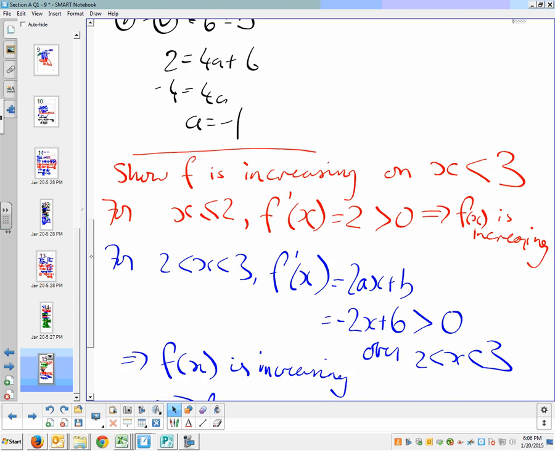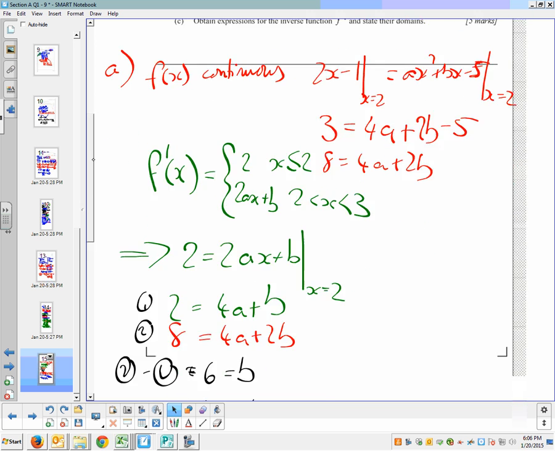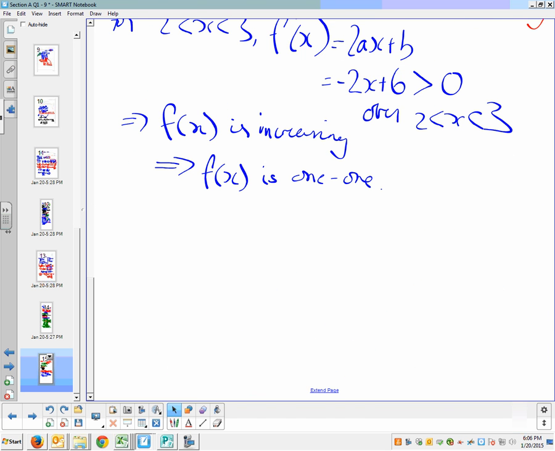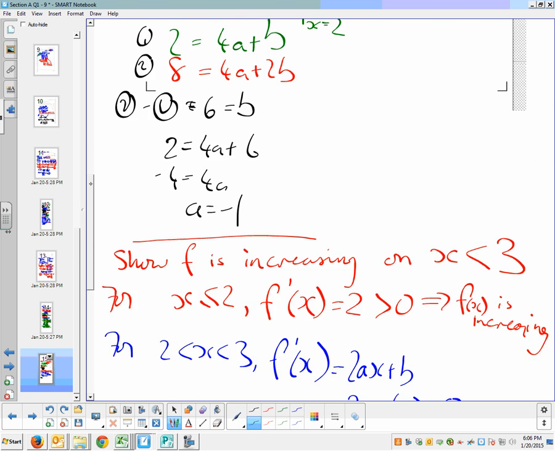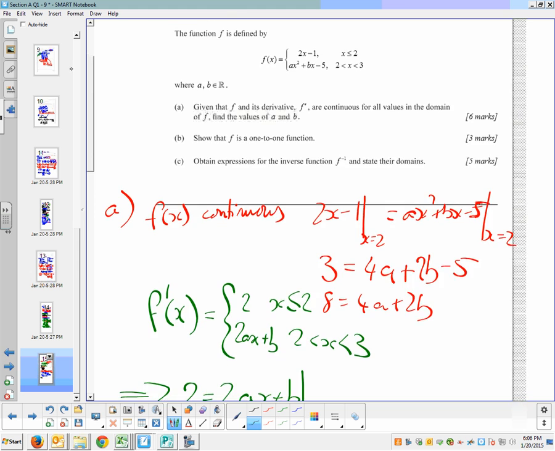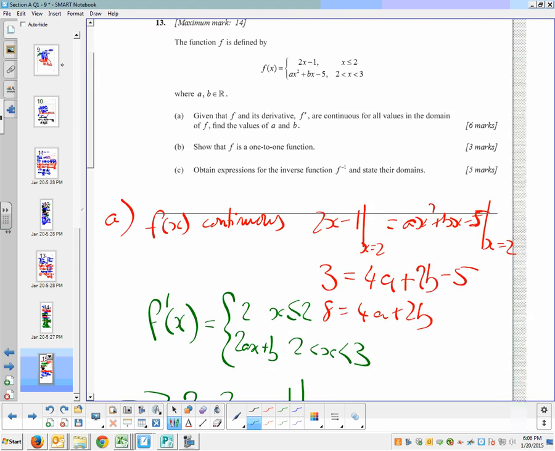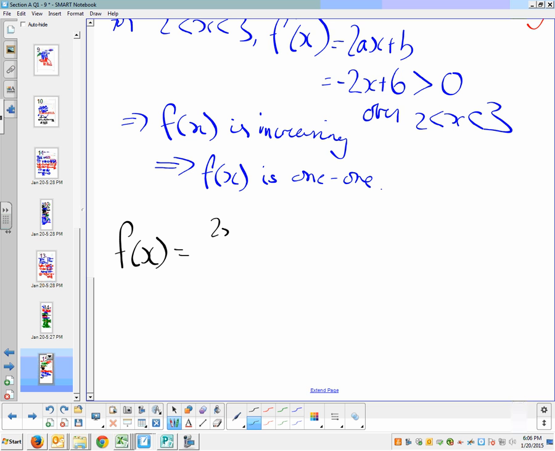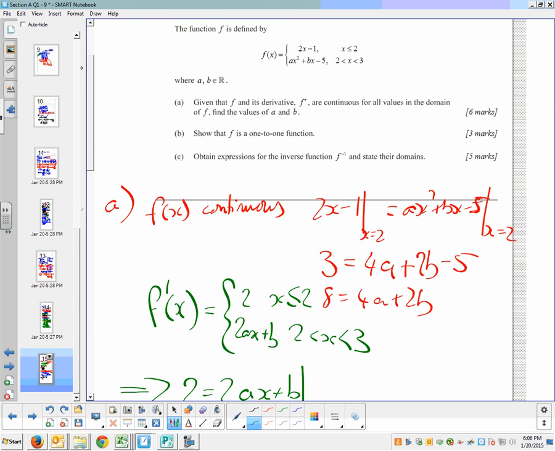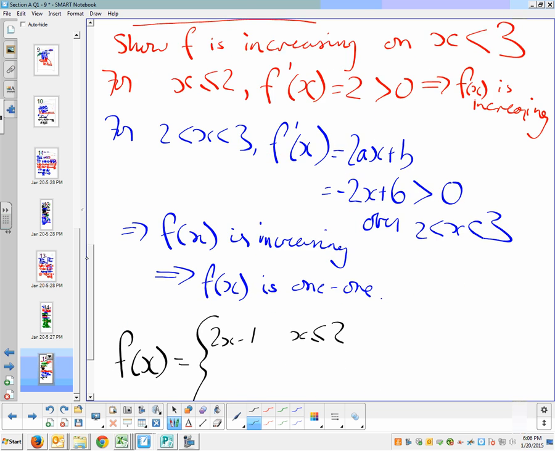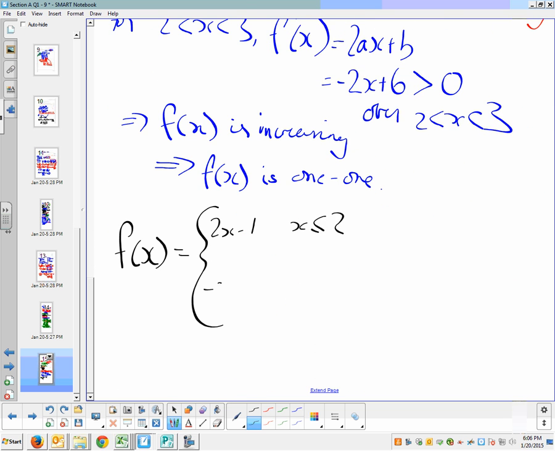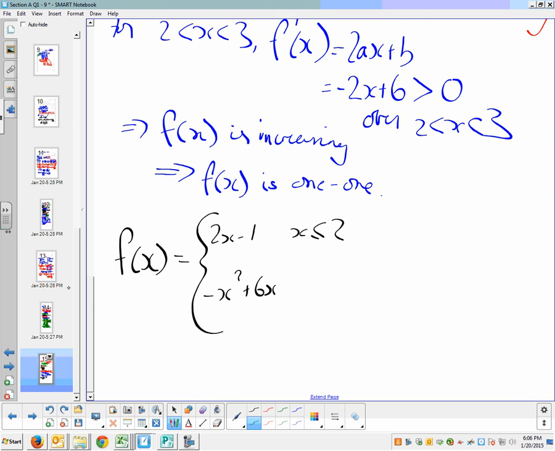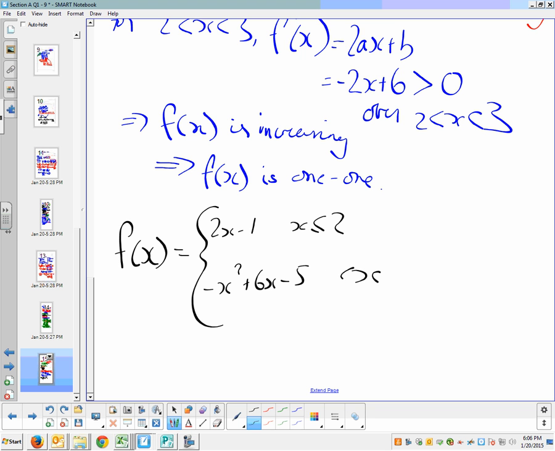And then part C is find the inverse function of f. So let's write out what f was again, this time with the values subbed in. 2x minus 1 where x is less than or equal to 2, and we've got ax squared plus bx, so that's minus x squared plus 6x minus 5, for x between 2 and 3.